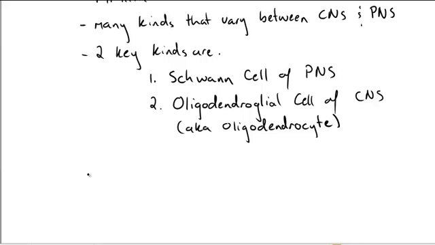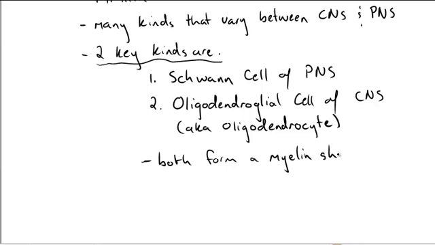Okay. And these are the key kinds we're going to discuss because both form a myelin sheath around axons.